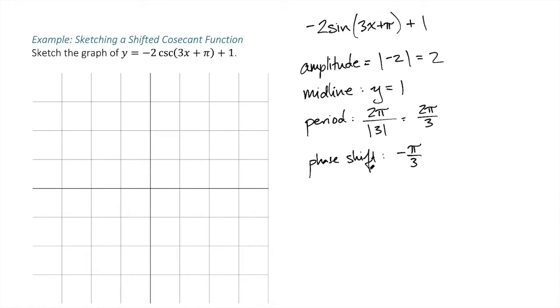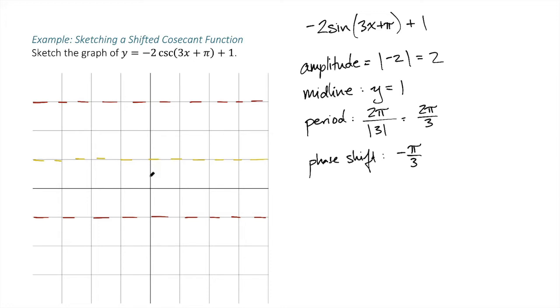Okay, so we need to graph this function. I like to start with the midline. The midline, y equals 1. And then from the midline, go up and down the amplitude. So up 2 and down 2. And this gives me my little box that I know how to stay in while I'm graphing the sine function.